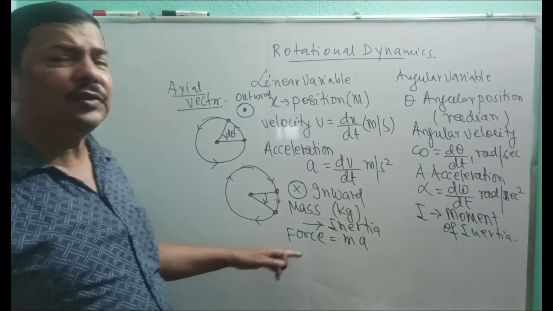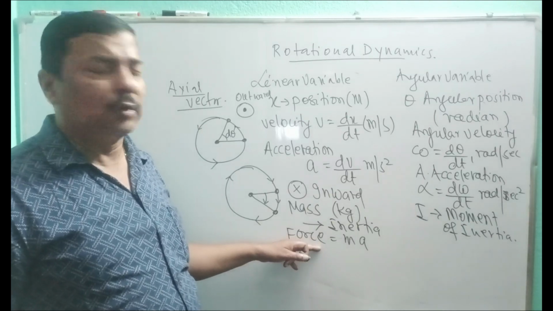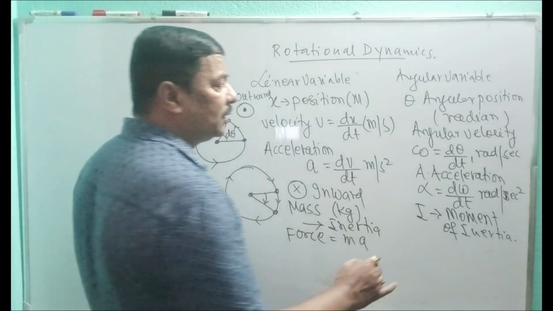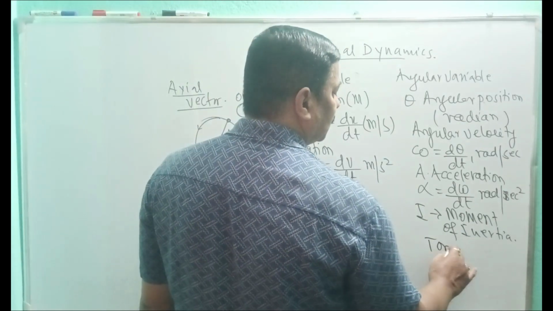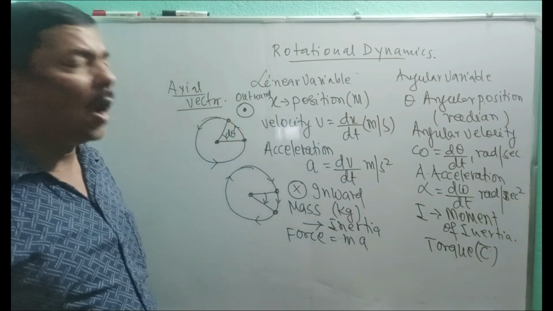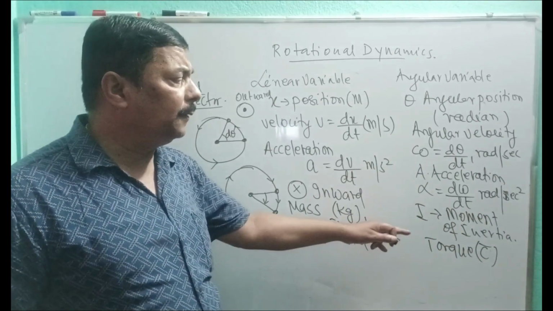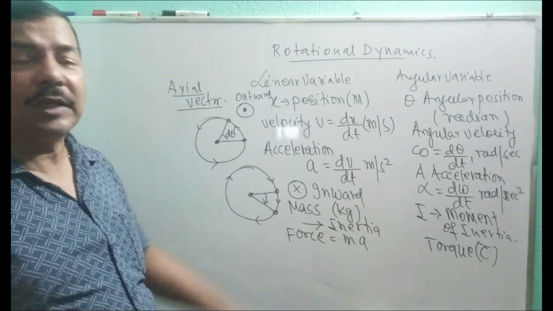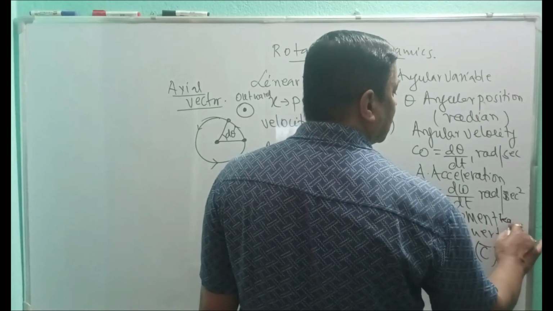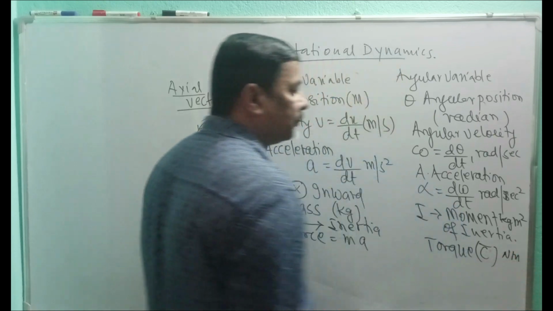The next term that we would like to tell you: here we talk about force, mass into acceleration. Force is the cause of motion in translation motion, in pure translation. The similar counterpart of force here we call torque. The symbol is tau. Torque is the analogous counterpart to force in rotational motion. Moment of inertia has the unit kilogram meter square. Torque has the unit Newton meter.